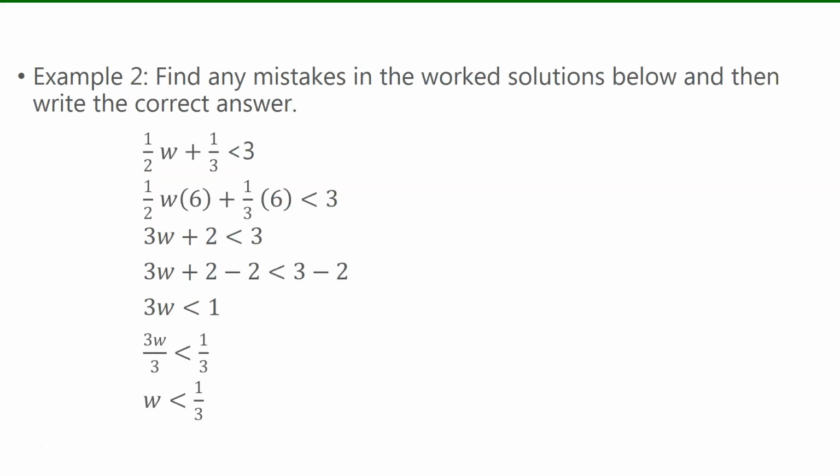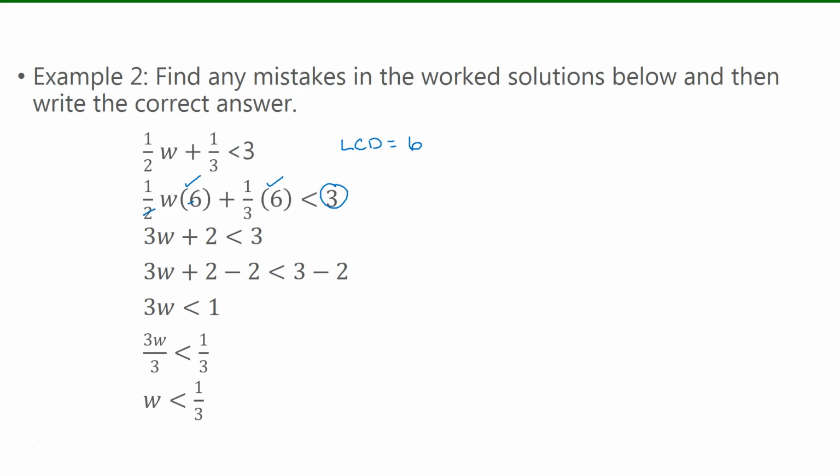Now for example 2, we again have to find the mistakes in the solutions, then we have to write the correct answer. Now for this inequality that involves fractions, we need to start by finding the LCD between 2 and 3. And that would be 6. So now 1/2 w was multiplied by 6, and 1/3 was multiplied by 6, but the 3 was not multiplied by 6. So that's one error. Now we'll continue on, see if there's anything else.